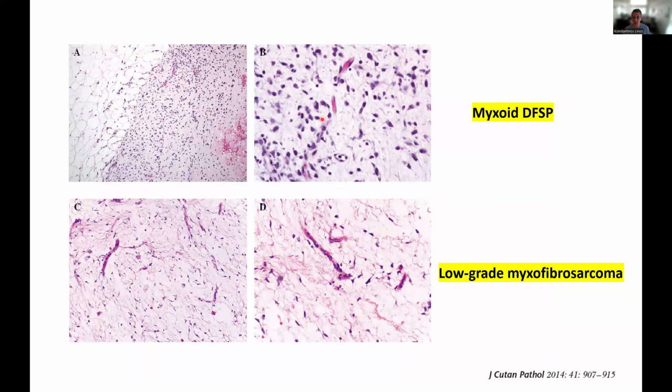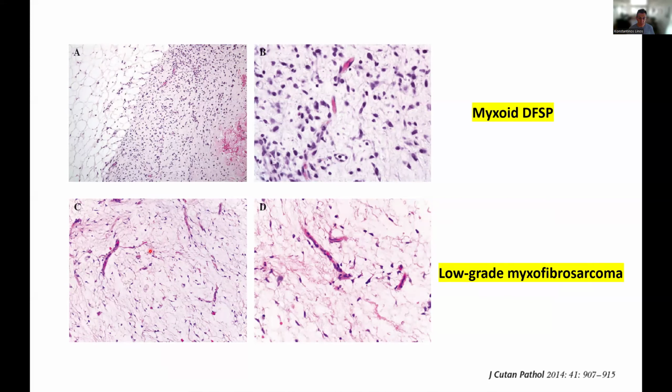The differential diagnosis when you encounter a superficial myxoid liposarcoma can be broad, especially for colleagues that don't see that every day. Myxoid dermatofibrosarcoma protuberans, a subtype, can sometimes be difficult to diagnose. This is infiltrating into the subcutaneous fat. It lacks the regular plexiform vasculature that you see in myxoid liposarcoma, and it doesn't show any lipoblasts.